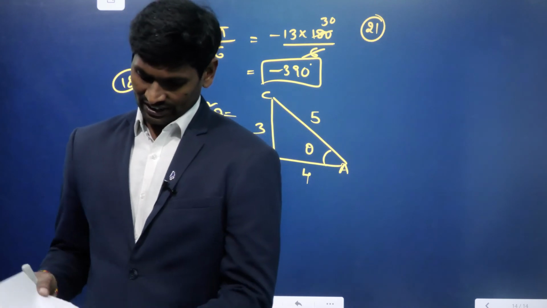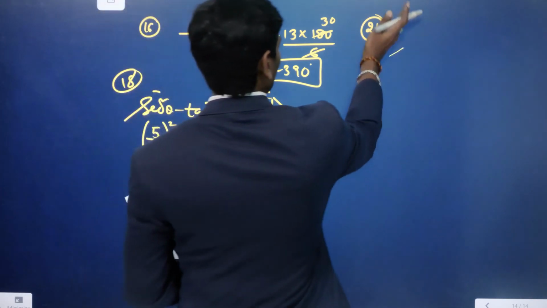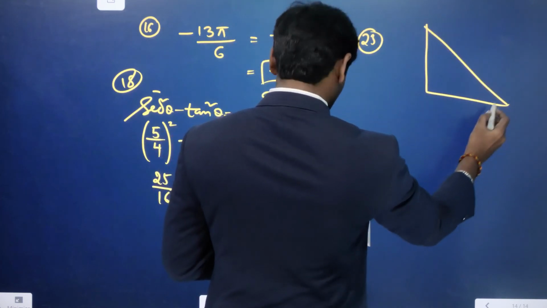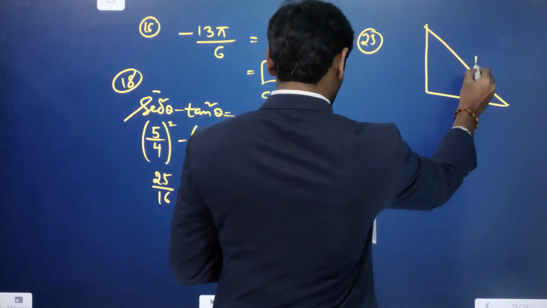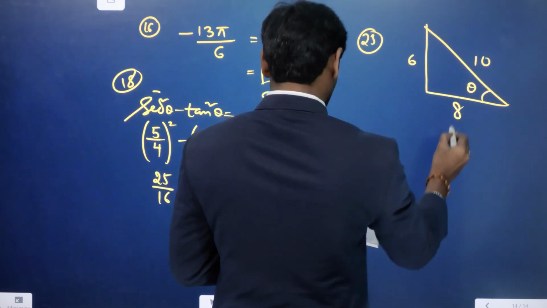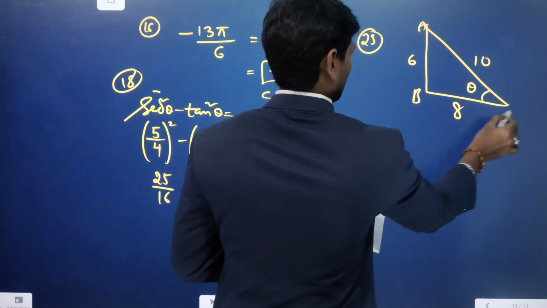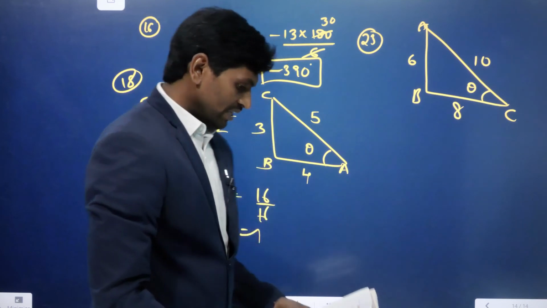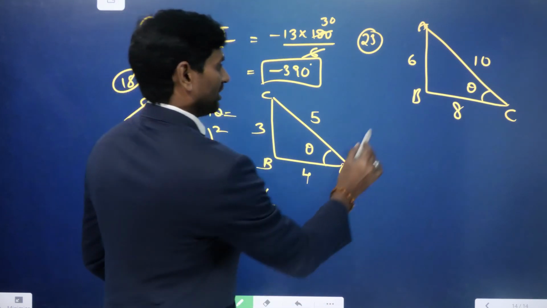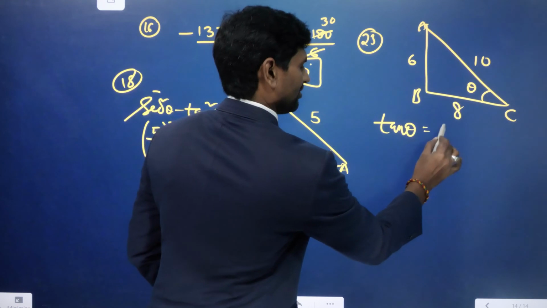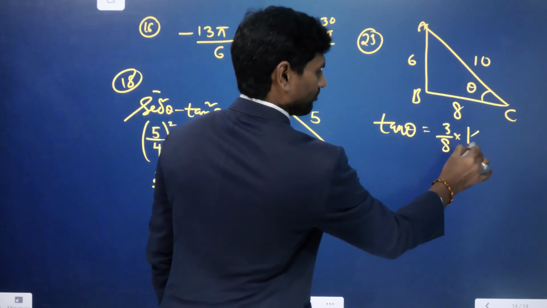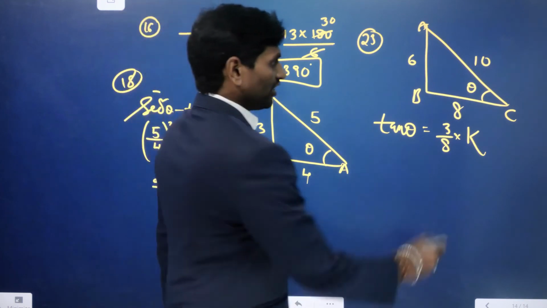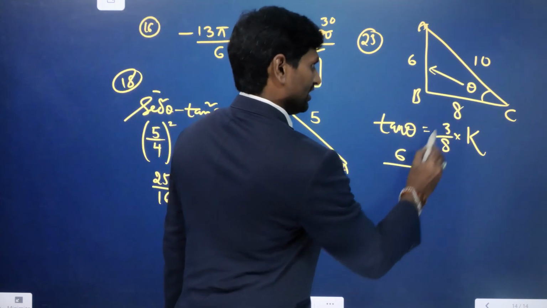So 23 is given, the diagram is given here. Theta is given, hypotenuse is 10, this side is 6 and this is 8. So ABC. The question is tan theta equals 3 by 8 into K. We should find the K value. What is the tan ratio? Opposite by adjacent side. According to theta, opposite side is 6, adjacent side is 8.